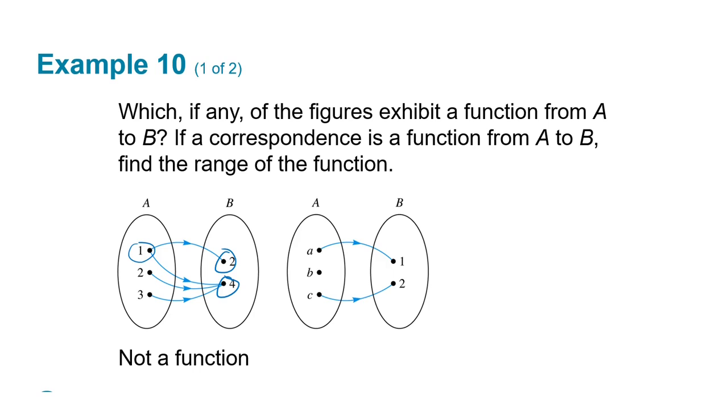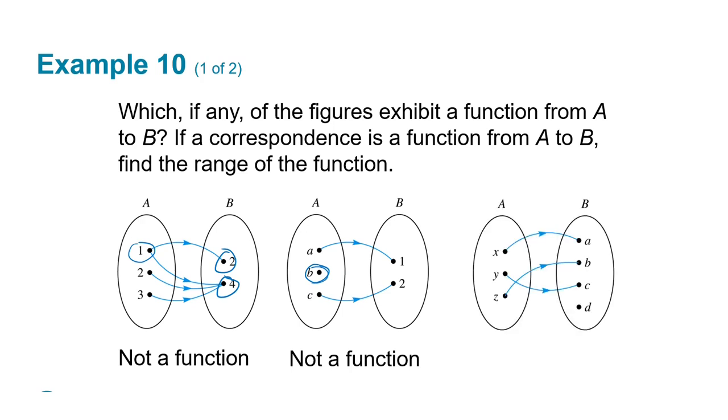In the next diagram, we have A goes to 1, C goes to 2, but B has nowhere to go. Remember, to be a function, for each input, there's exactly one output. So in this case, B does not have anywhere to go, so it is not a function.